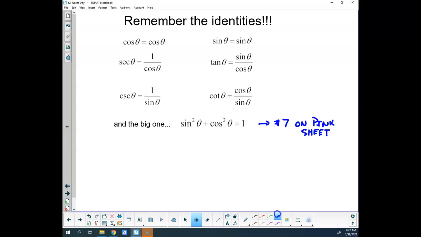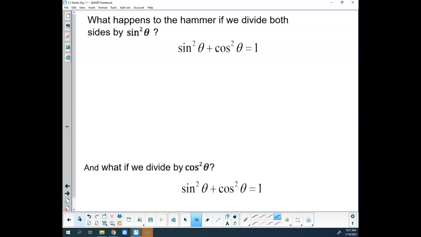Now, what we want to do is take the hammer and manipulate it a little bit. So first off, we start with the hammer: sine squared plus cosine squared equals 1. Learned that very first day of trig. What happens to the hammer if we divide both sides by sine squared?